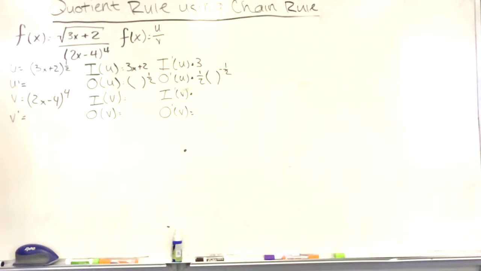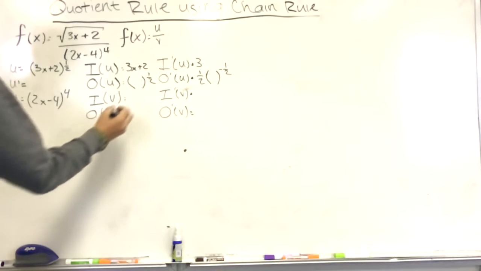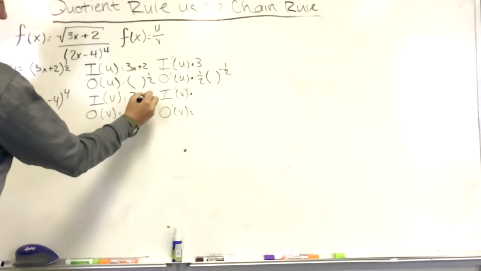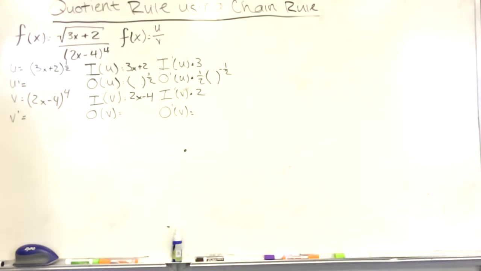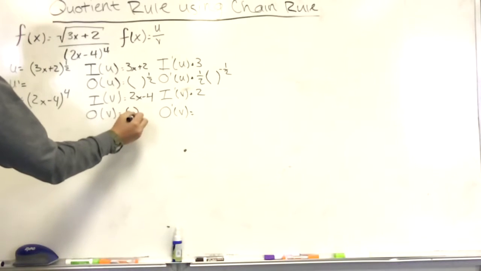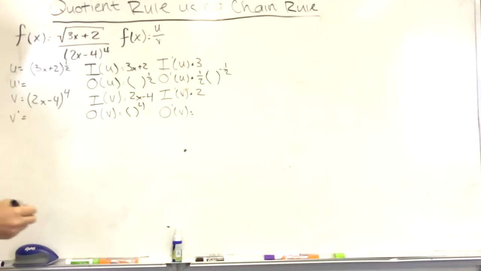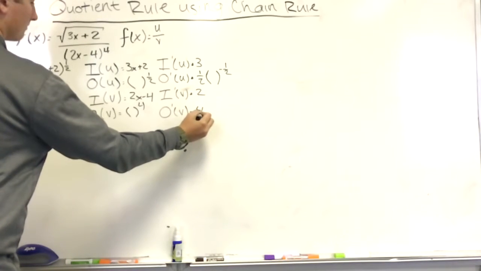Alright, after we're done with that, we're going to do the same thing with v. So the inside of v is 2x minus 4, and the derivative of that is 2. Now the outside is the parentheses to the 4th, which means the derivative will be 4 times the parentheses to the 3rd.